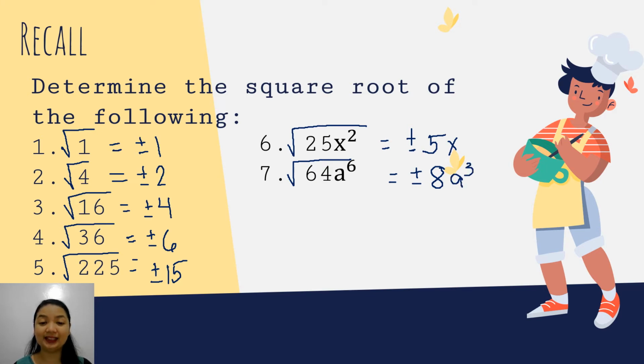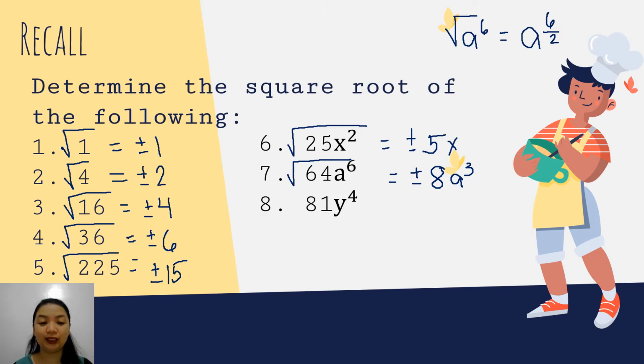How did we get it? Simply 6 divided by 2. Since in radical form, the index becomes the denominator of the fraction. So if we have square root of a to the 6th, that is actually equivalent to a raised to 6 over 2. So we have 6 divided by 2. That's why it becomes a raised to the third power.